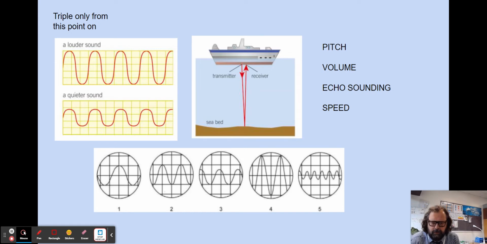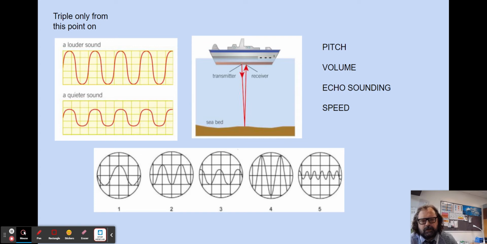The pitch of a note is determined by the wavelength or the frequency. Remember, a small wavelength means a high frequency, and a high frequency means a high pitch. So in the diagrams, the 5 diagrams in the circles, the highest pitch note shown is in diagram number 5. Diagram number 4 is showing the loudest note.